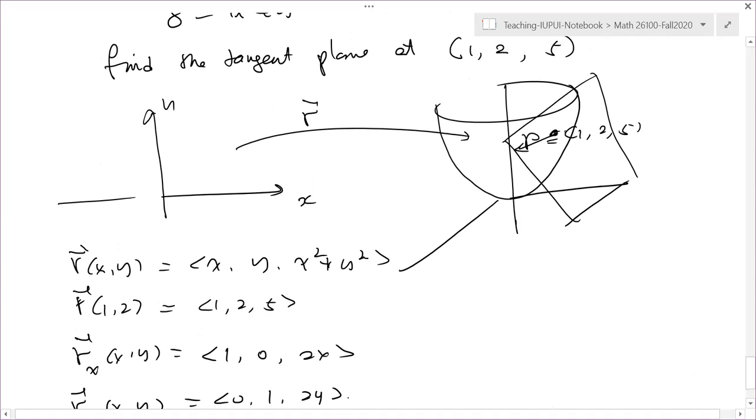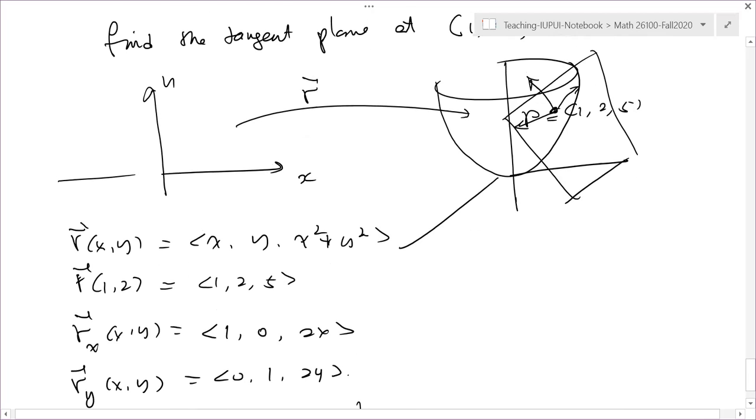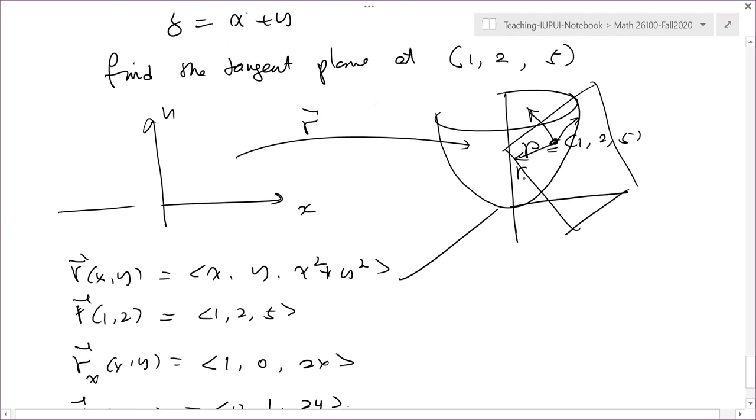Yeah, it's harder to draw. But the cross product will be, this is another, right? The cross product is this one. It's pointed to the inside, okay? So this is Rx, that's Ry, and this will be Rx cross product Ry, okay? It's perpendicular, it's a normal vector, but it's pointed to the inside, okay?